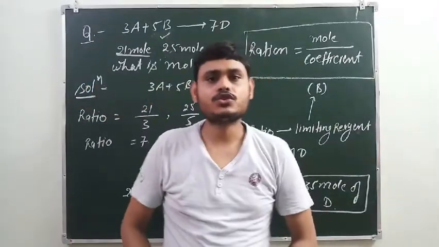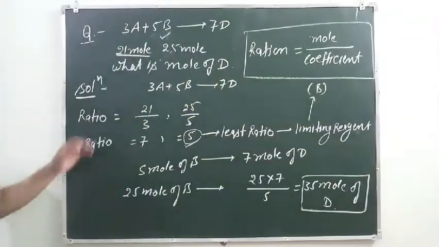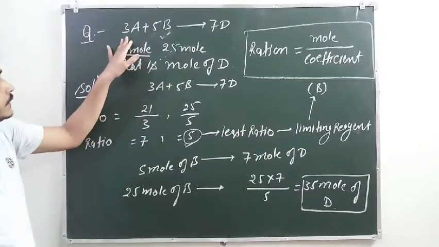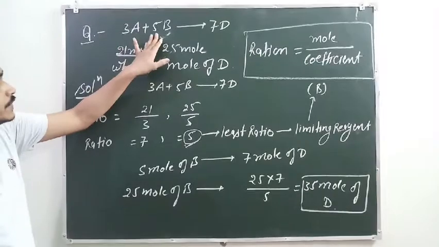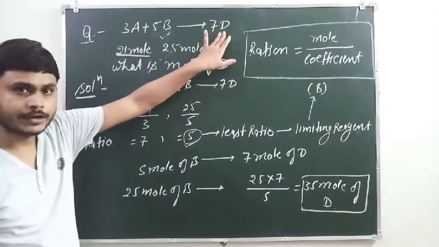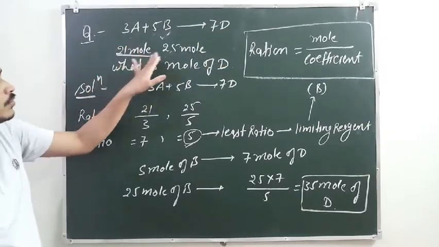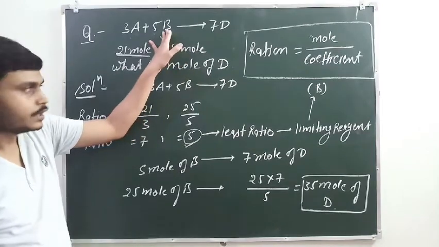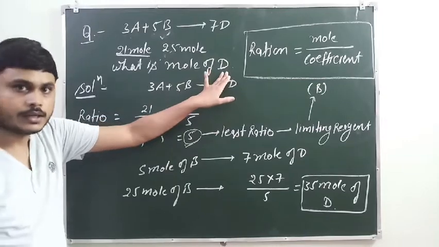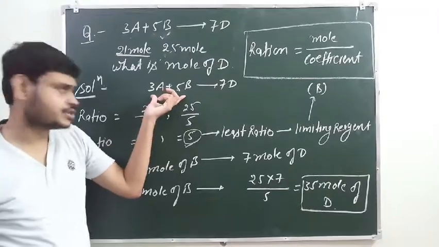This is the second question, which is based on the limiting reagent. The reaction is given in the question. It indicates that 3 mole of A react with 5 mole of B to give 7 mole of D. According to the question, if 21 mole of A react with 25 mole of B, then what is the mole of D? Clear? This is the solution, and this reaction is given in the question.